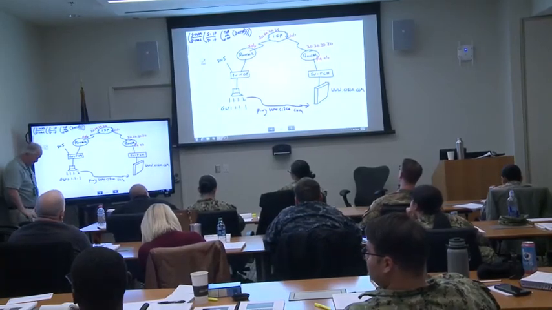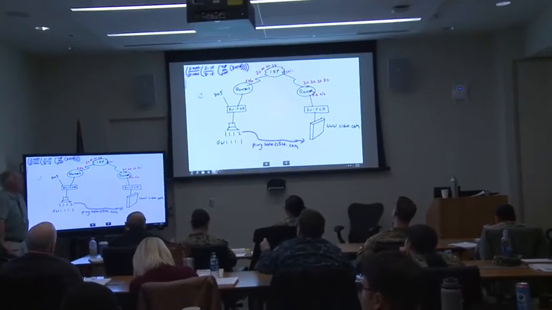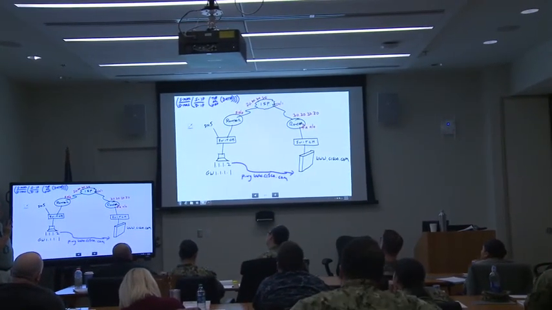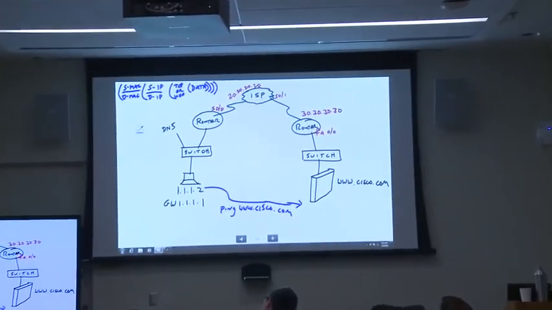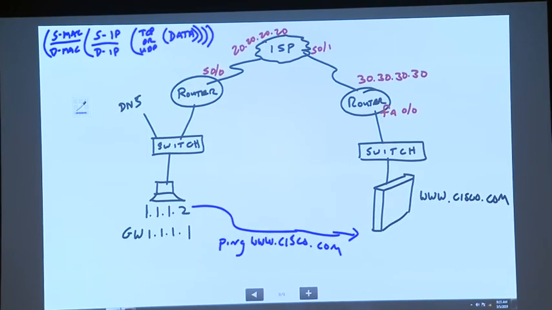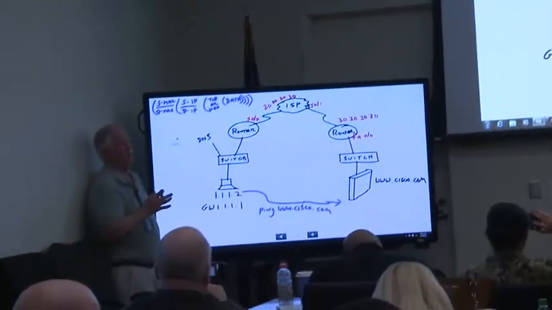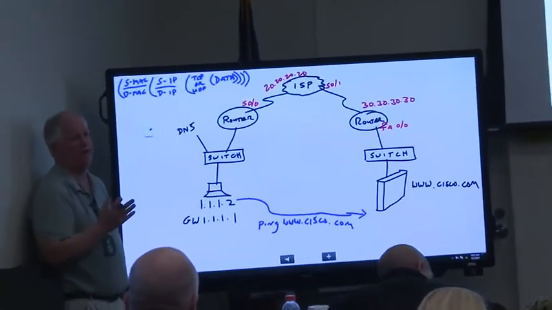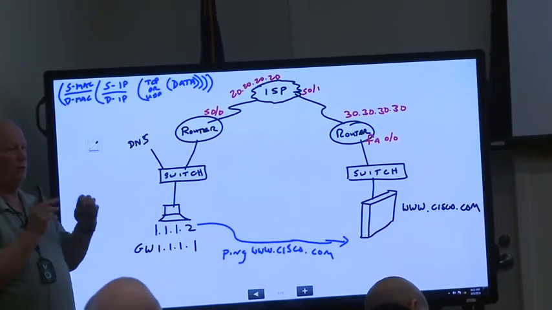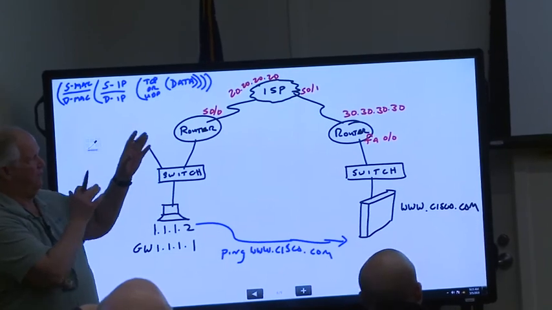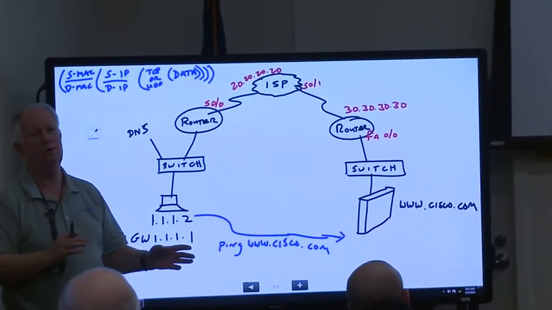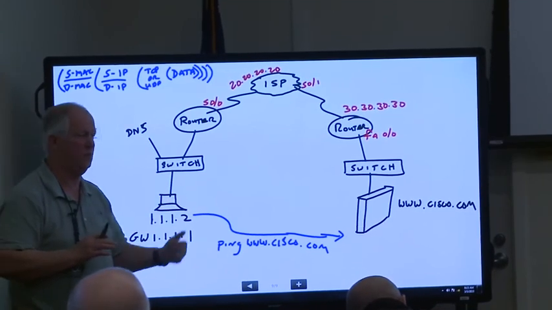Okay. Let's walk you through the process of going from a workstation on the left-hand side over to cisco.com. All we want to do is send a ping to www.cisco.com. I just put this whole thing together today in my office, and I want to walk you through what happens as we send a packet from this workstation on the left all the way over to Cisco and see what happens when it brings it back.